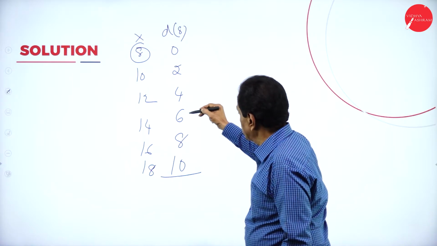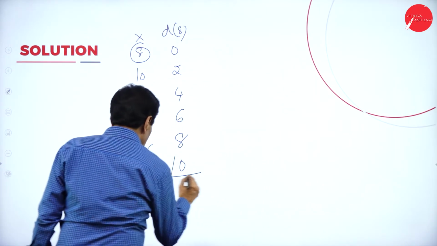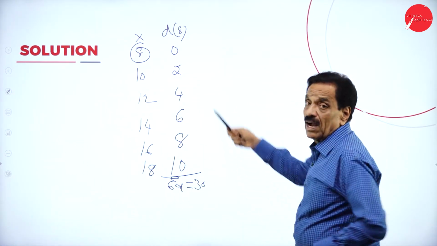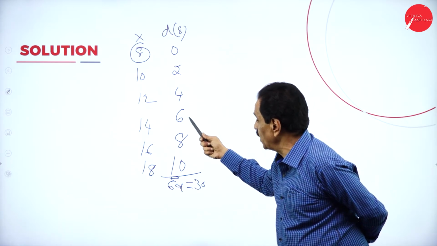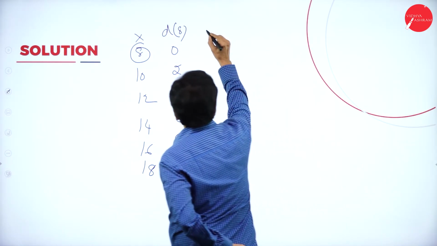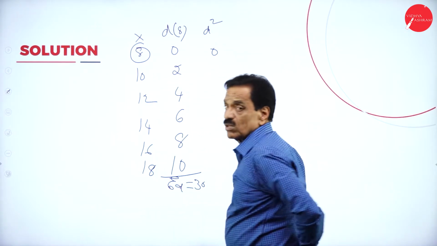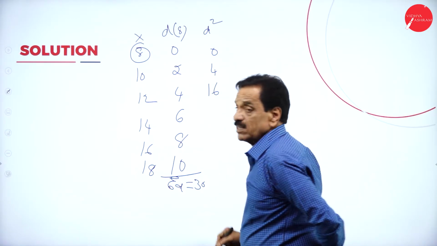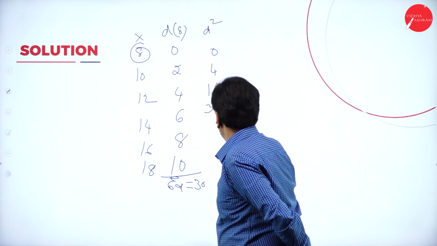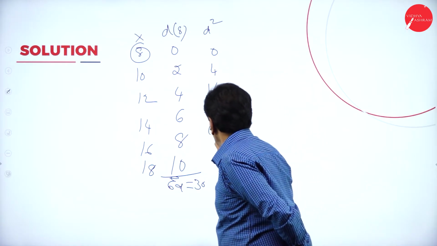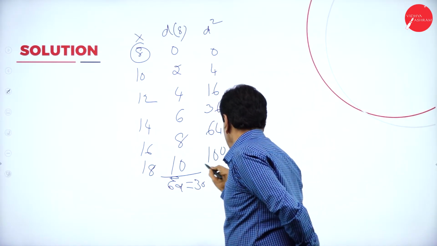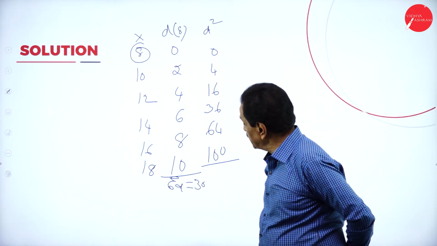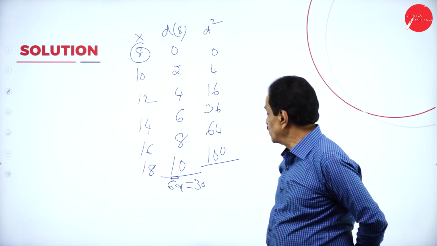Add the figures. 2 plus 4, 6 plus 6, 12, 20 plus 10 is 30. So sigma D is equal to 30. Now the square of these numbers. 0. 2 square is 4. 4 square is 16. 6 square is 36. 8 square is 64. 10 square is 100.